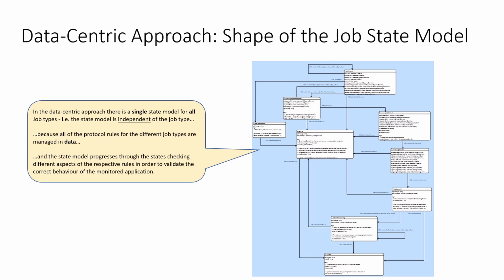The key point to bring out here is that both the class model and the state model are independent of any type of job, and therefore the model as a whole is significantly less vulnerable to changes in protocol and/or job type variations.